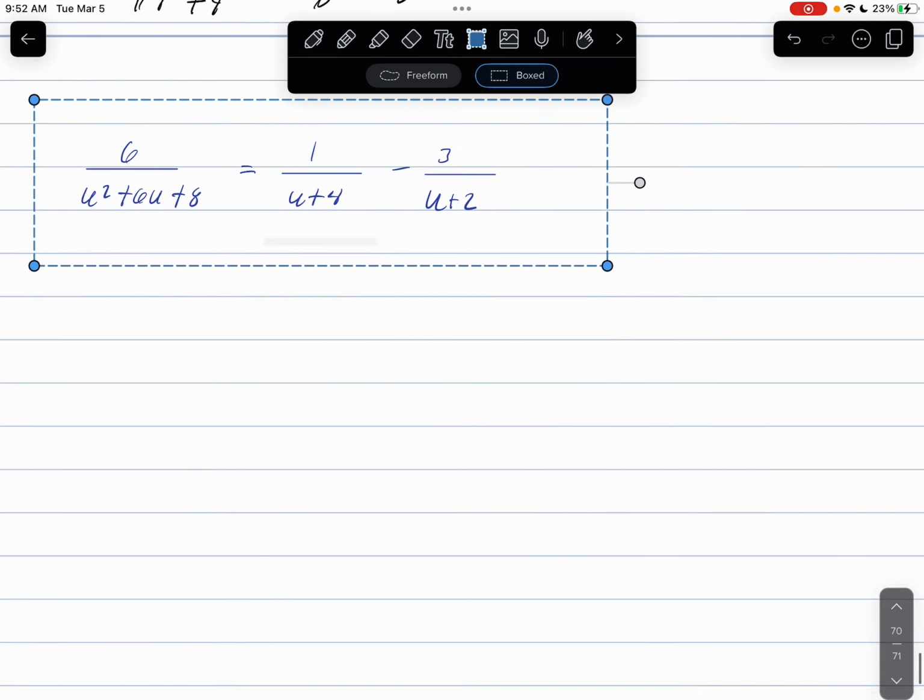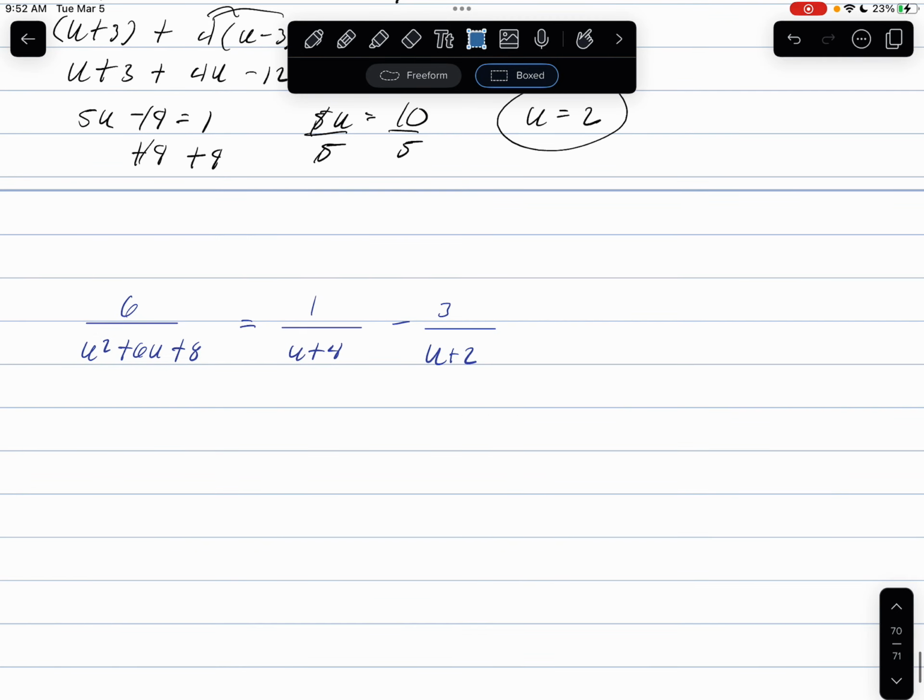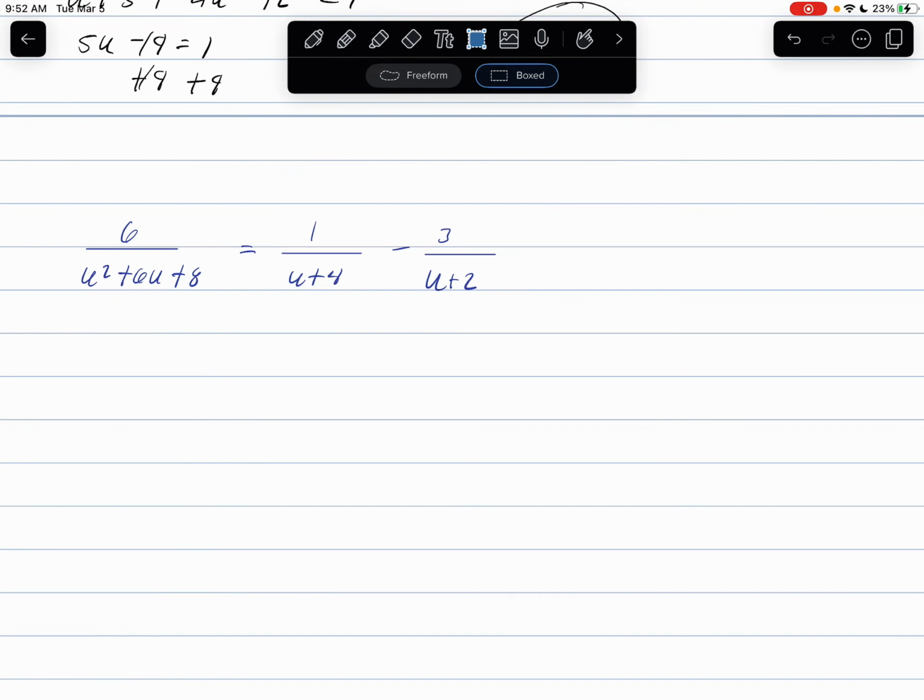Okay, let's do one more. So here we have 6 over u squared plus 6u plus 8 equals 1 over u plus 4 minus 3 over u plus 2. So let's see if we can factor the left-hand side denominator, and then we can find our excluded values, and we should be good from there.